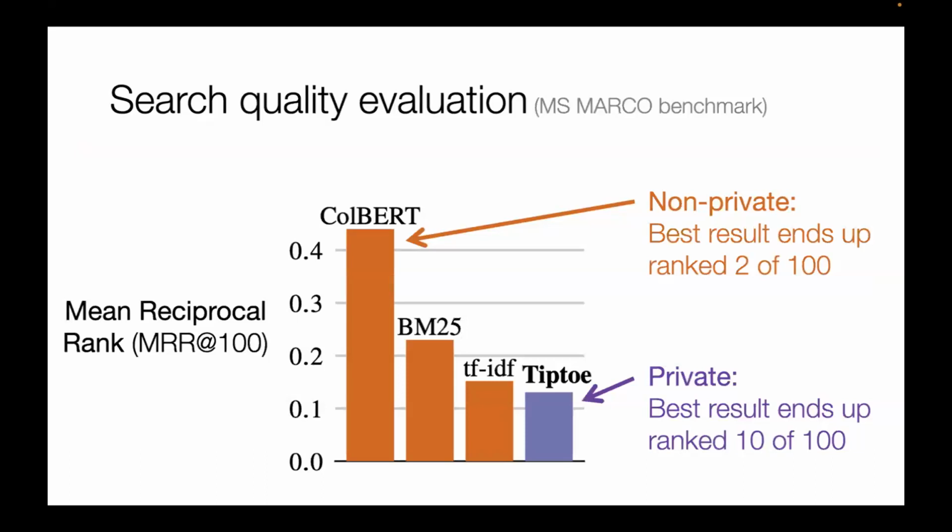We also evaluated TIPTO's search quality, and here we're evaluating on the standard MS Marco benchmark, which consists of a set of documents and then query and best document pairs. What this mean reciprocal rank score is telling you is that the best non-private neural search algorithm, which is ColBERT here, ends up ranking the best result at position 2 out of 100 on average, whereas TIPTO, which is private, ranks the best result at position 10 out of 100 on average. And this is comparable to the classical term frequency inverse document frequency algorithm.